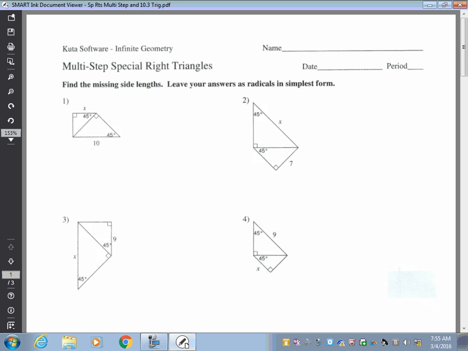So we're going to leave our answers in radical simplest form. Always start with the triangle that you have a measurement to. So if you look at number 1 here, I just realized I have the wrong one. Yeah, if you look at number 1 here, we have the 10, which is across from the right angle, is the hypotenuse. And we have the hypotenuse of the 45, 45, 90 triangle.